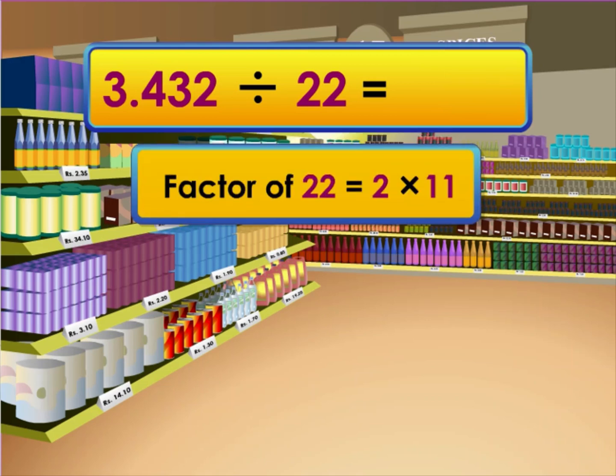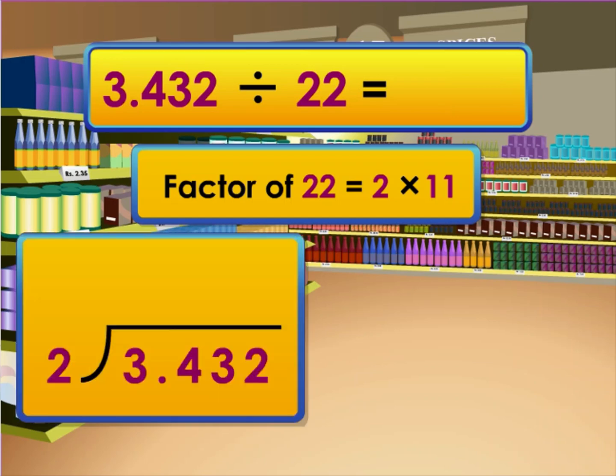The factors of 22 are 2 and 11. First divide the number by 2. Using short division, there is one group of 2 in 3 with a remainder of 1. Remember the decimal point now. 2 goes into 14 7 times exactly. 2 goes into 3 1 time with a remainder of 1. 12 divided by 2 is exactly 6. It's not the end yet.